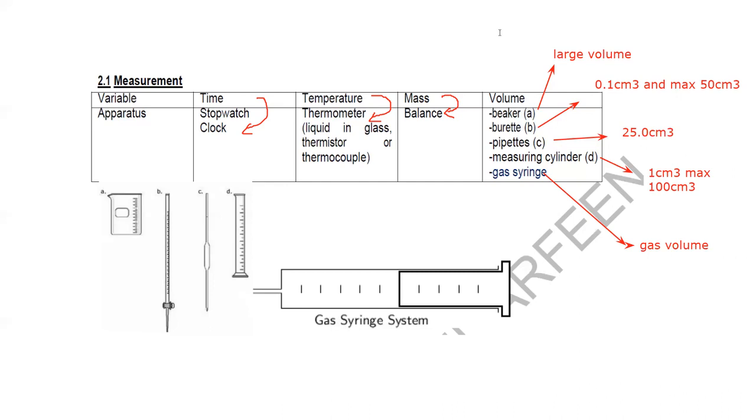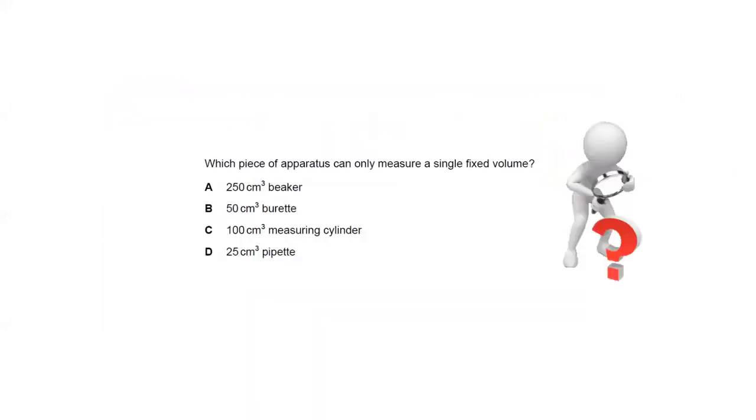Now, some questions related to this part. The question is, which piece of apparatus can only measure a single fixed volume? When they mention 250 cm3 beaker, it means the maximum value which it can record. 50 cm3 burette means maximum value it can record. 100 cm3 measuring cylinder, maximum value which this measuring cylinder can record. 25 cm3 pipette. Only one reading. So what could be the right answer? We can use the chat to state the answer. And I want participation from everyone.